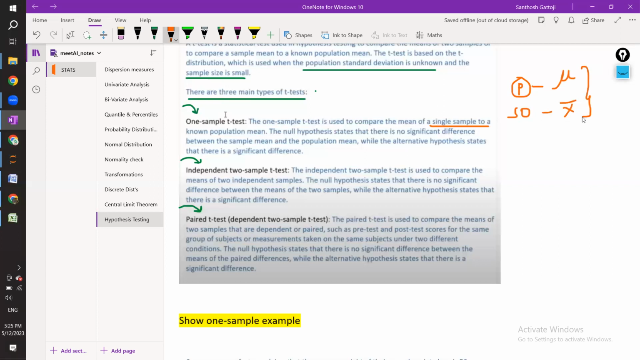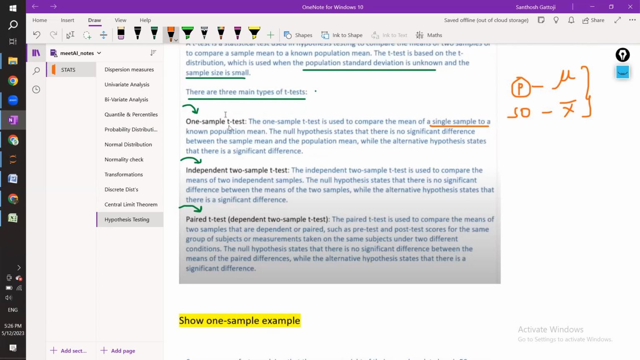But remember, any test we speak of is fundamentally a hypothesis test. The moment you say hypothesis testing, it should have two hypotheses, the null hypothesis and the alternate hypothesis. That is applicable everywhere.